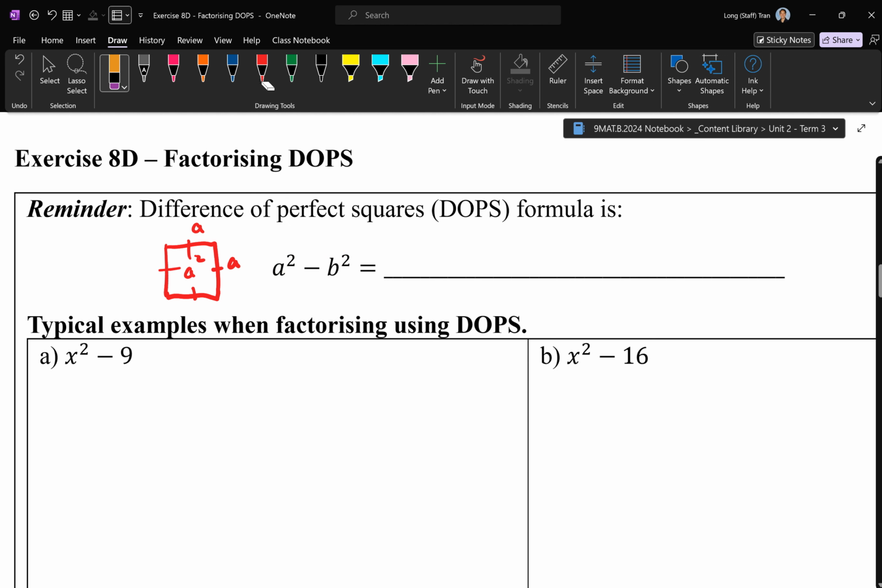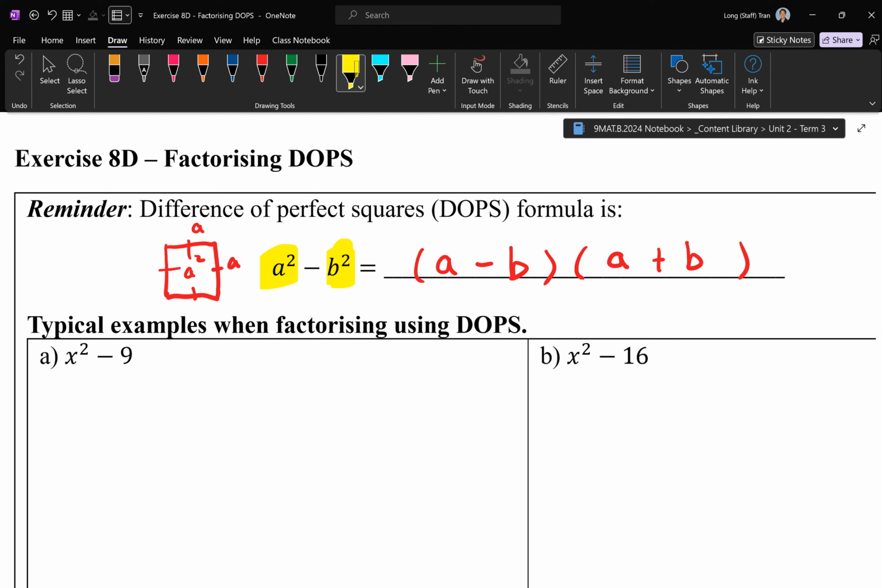of perfect squares. What we found out is that if you multiply the length of A subtract the length of B, by the same thing, the length of A plus the length of B, it actually ends up being the same as saying the square of A, take away the square of B. That's where the theory is coming from, okay? All you need to remember: A squared minus B squared is equal to A minus B times A plus B. That's your one key rule for DOPS.